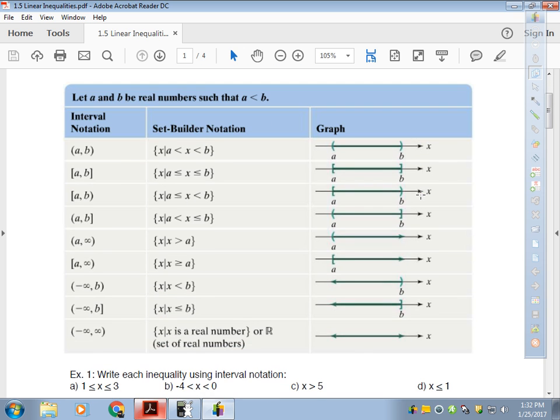So we've got a couple ways we can express things. Here's a number line. It goes from A to B. You can see parentheses here, which indicates A is not included and B is not included. If we were to write this in interval notation, it would be A comma B with both in parentheses. If we were to use set notation, we would say X such that A is less than X is less than B, which basically just says X is in between A and B.